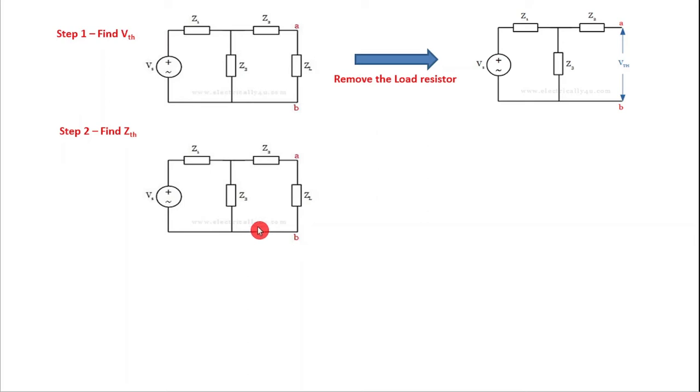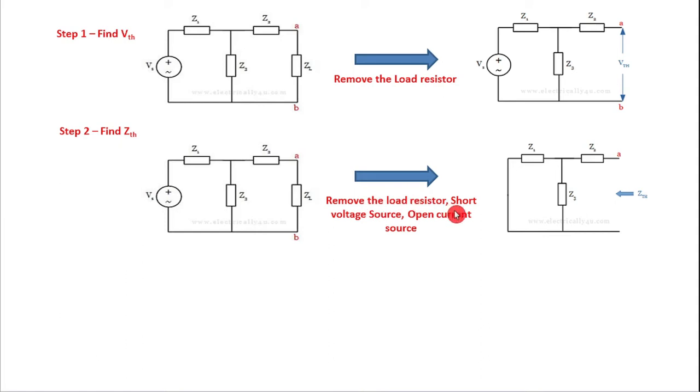To find the Thevenin's impedance, you have to remove the load resistor, and if there is a voltage source in the circuit, then that should be replaced with a short circuit, and if there is any current source, it should be removed and kept open. So if you draw the resultant circuit, you get the circuit like this. Here the load resistor is removed, okay, and here there is a voltage source. It is removed and replaced with a short circuit. Now we have to find out the Thevenin's impedance across these 2 points.